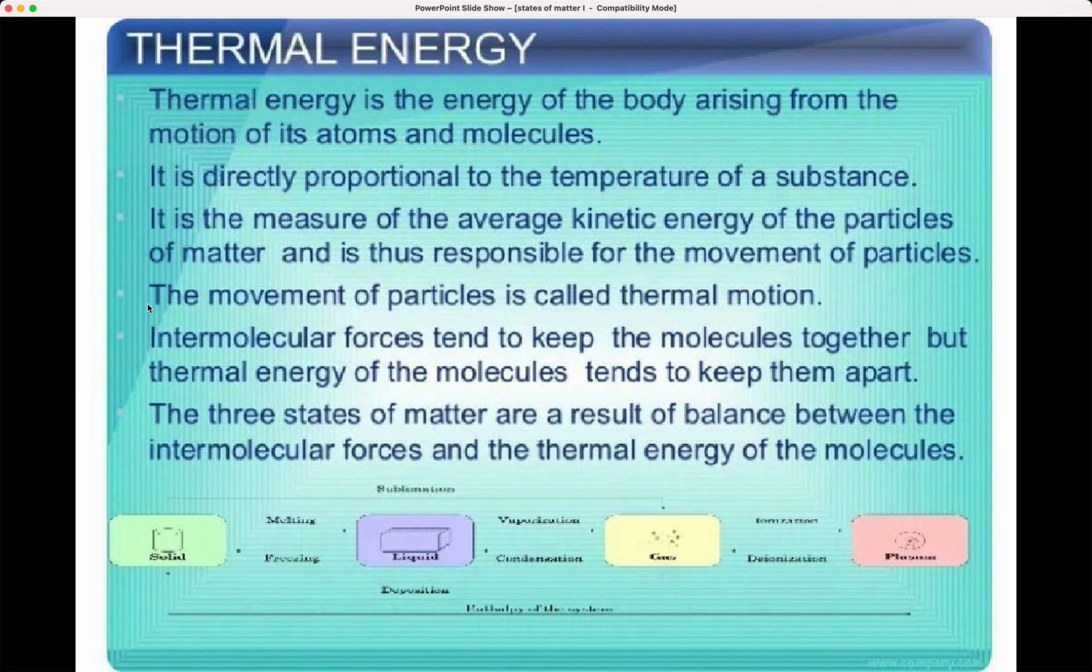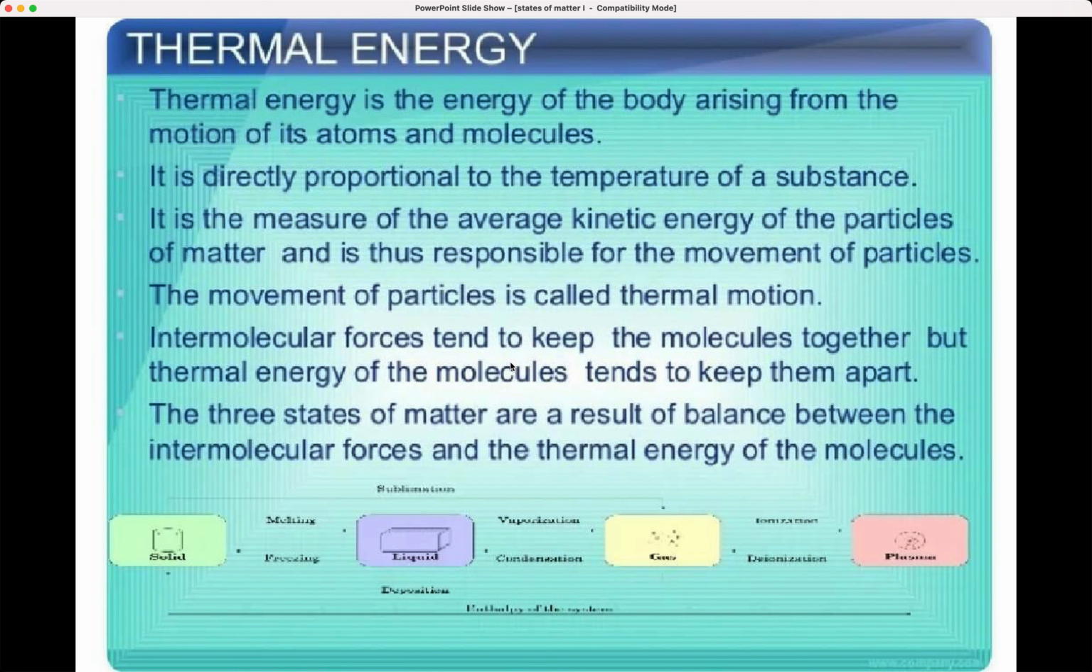Okay, now thermal energy. What is thermal energy? It is the energy of the body arising from the movement of atoms or molecules. When atoms or molecules move, they acquire kinetic energy, and as a result thermal energy arises due to the motion and is directly proportional to the temperature of the substance. Thermal energy is the measure of the average kinetic energy of the particles of matter. That is why it is responsible for the movement of particles, and the movement of particles is called thermal motion.